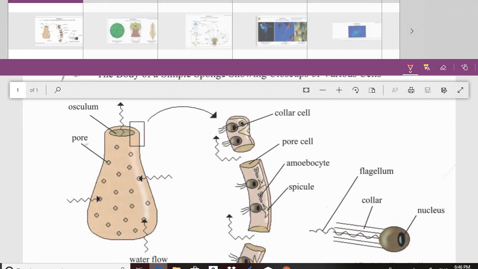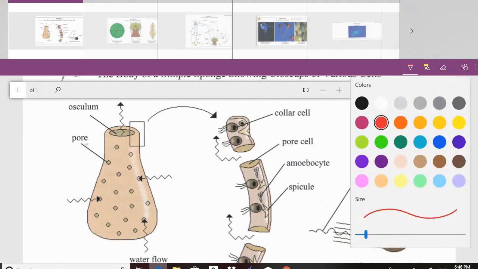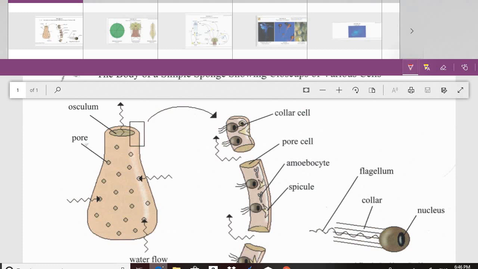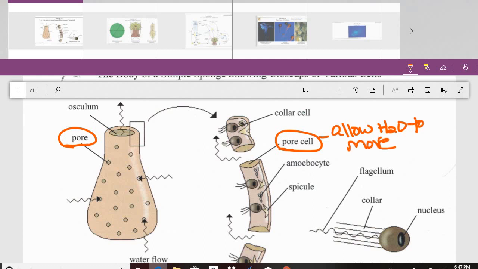So the first thing I want to point out is the pore that we've already mentioned. Okay, so here's the pore, and there's a specialized type of cell called a pore cell, and they allow water to enter into the sponge, so it allows water to move in. And as I said, with that water comes plankton, so they can get food that way.